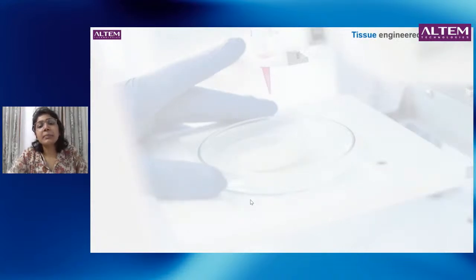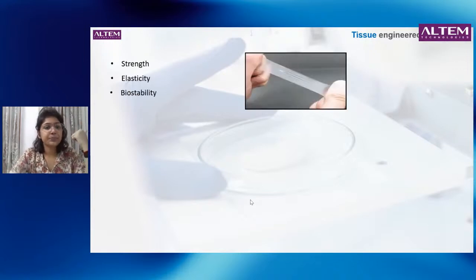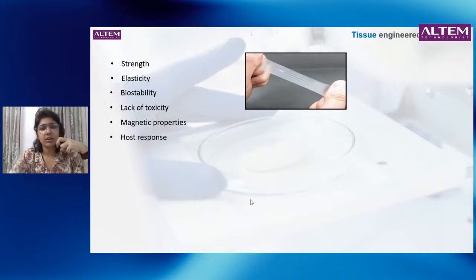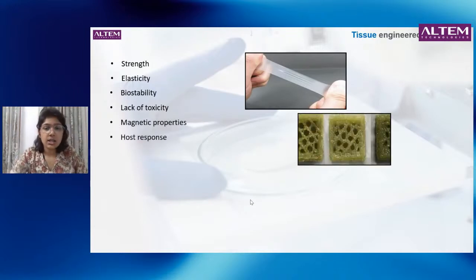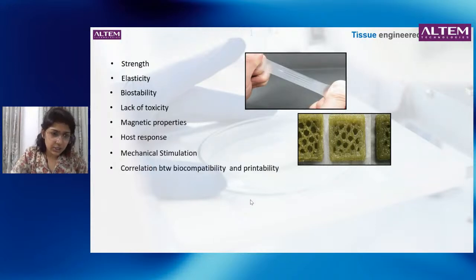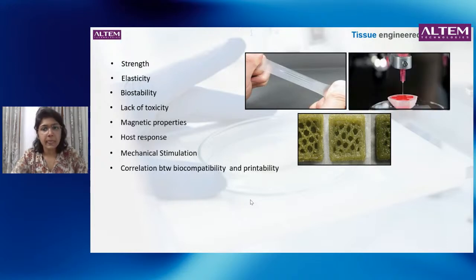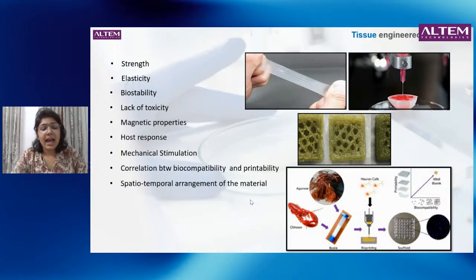So, the biomaterials that you require when it comes to tissue engineering in general, or when it comes to using it in the space of bioprinting, would require strength, elasticity, biostability, lack of toxicity, in some cases, magnetic property, a better host response, mechanical stimulation, correlation between biocompatibility and printability. And there's also a spatio-temporal arrangement that is required.